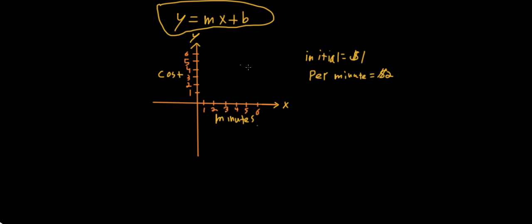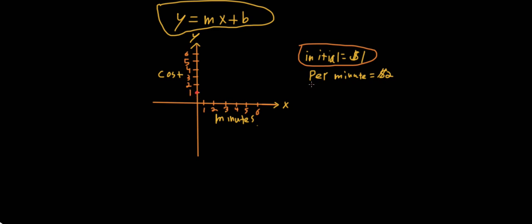Now let's think about what's going on here. No matter how long you ride the taxi, if you ride the taxi for 0 minutes, you're going to pay the initial fee of $1. So at 0 minutes, you're going to pay the taxi driver $1. Let's label that point. You're already paying $1 at 0 minutes.